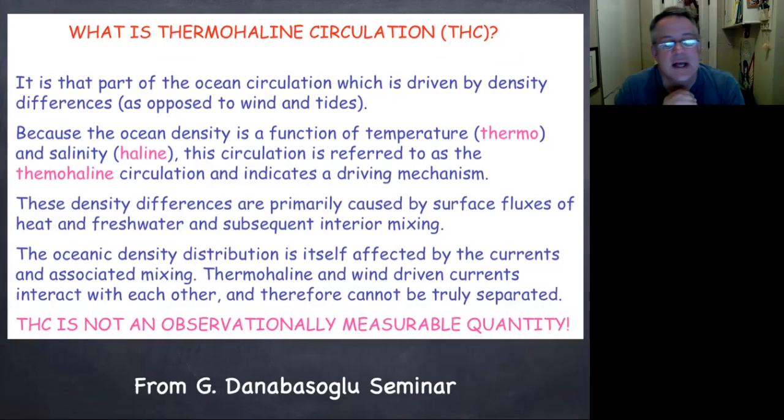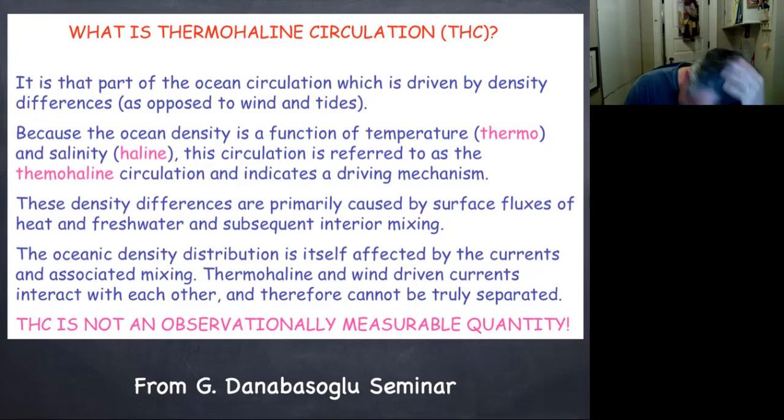So here are some other slides from Gökhan Danabasoglu talking about similar aspects, but the thermohaline circulation indicates a driving mechanism, which is what I was just saying. But the density differences are primarily caused by surface fluxes of heat and fresh water and subsequent interior mixing. So the density distribution itself is affected by the currents and associated mixing.